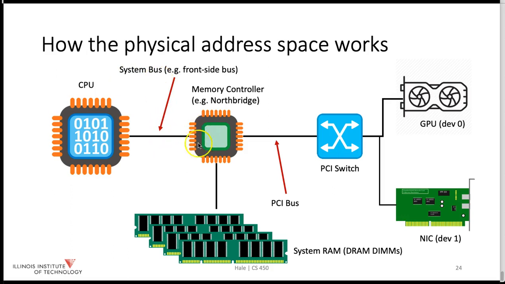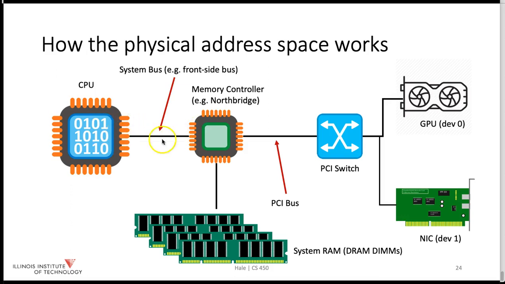That system bus is going to connect to another chip that we call the memory controller. In the old days that was called the North Bridge. And this thing, its job is to route addresses. Its job is to determine what the addresses coming off of the CPU mean.